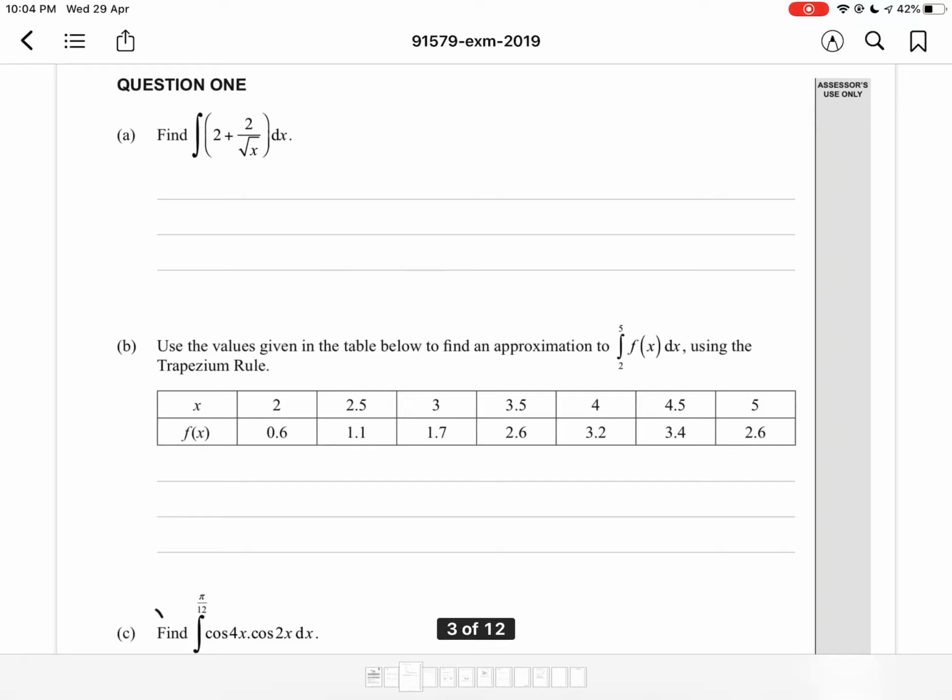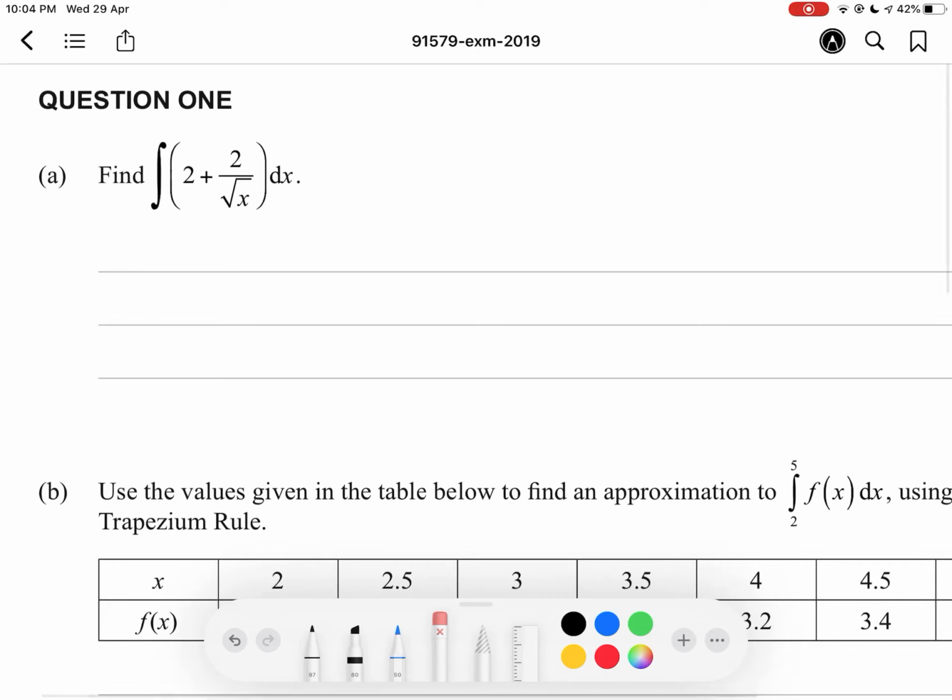So question 1a, find the integral of 2 plus 2 over square root of x dx. For this question, the easiest course of action is to move the square root of x to the numerator, and to do that we need to inverse the power.